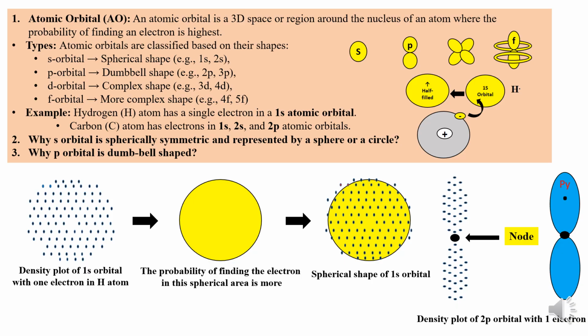So here's the density plot of 2p orbital with 1 electron. Whether the p orbital is filled with 1 electron, an odd electron, or whether it is completely filled with 2 electrons, the probability of finding the electrons is more in the dumbbell shaped area. And hence the dumbbell shape is assigned for the p orbital.